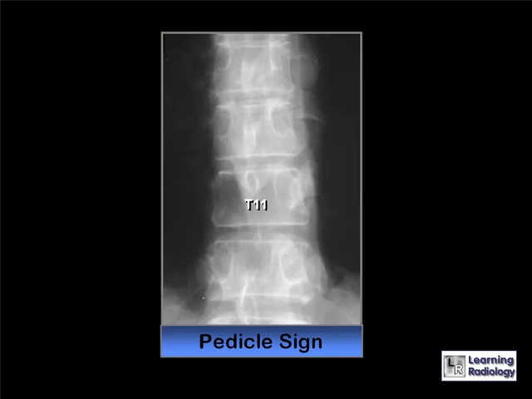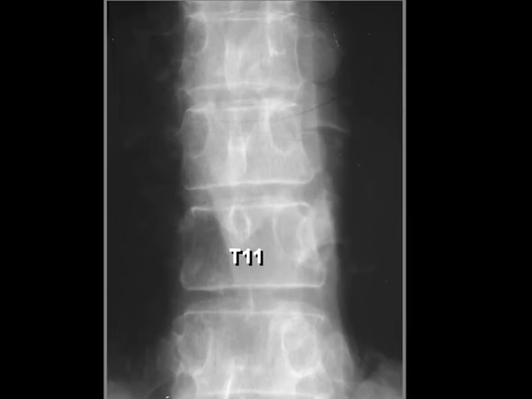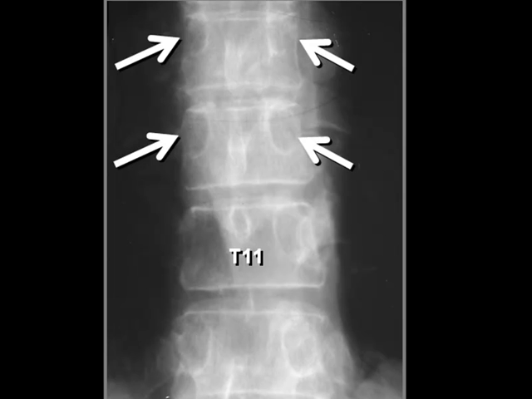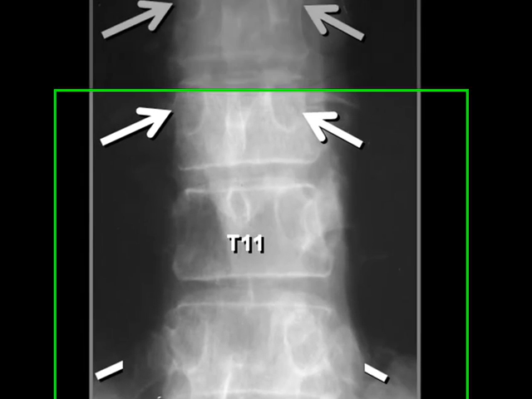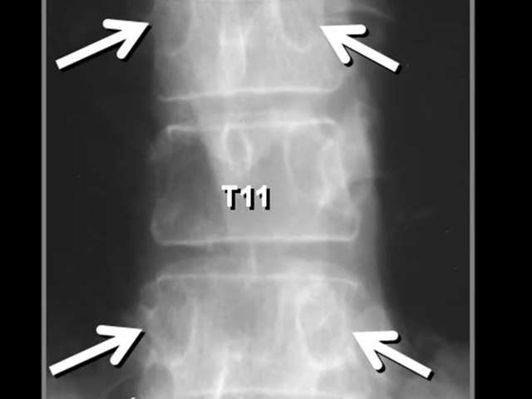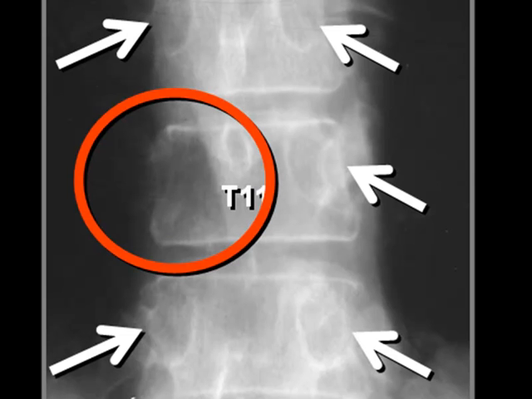This is an example of the pedicle sign. We see two pedicles, one on each side, on the T9 vertebral body. Two pedicles on the T10 vertebral body. We're going to skip T11 for a moment. Two pedicles on T12. But if we look carefully at T11, we see there's a left pedicle, but the right pedicle of T11 has been destroyed by metastatic lung cancer.